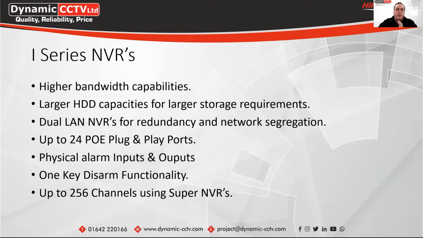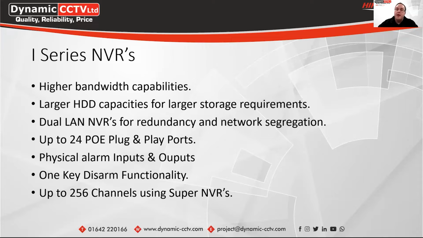We then also got the I-Series NVR range. These are predominantly aimed at your larger installs where you need high bandwidth capabilities. For example, using 4K cameras, and you're using a lot of those and you want to use them at the higher frame rates. Those can be above the limitations of the K series NVRs based on the bandwidth limitations of the actual units. With the I series NVRs, they have a higher bandwidth capability than the K series, so they can handle higher bit rates coming in from cameras and more of those cameras as well.